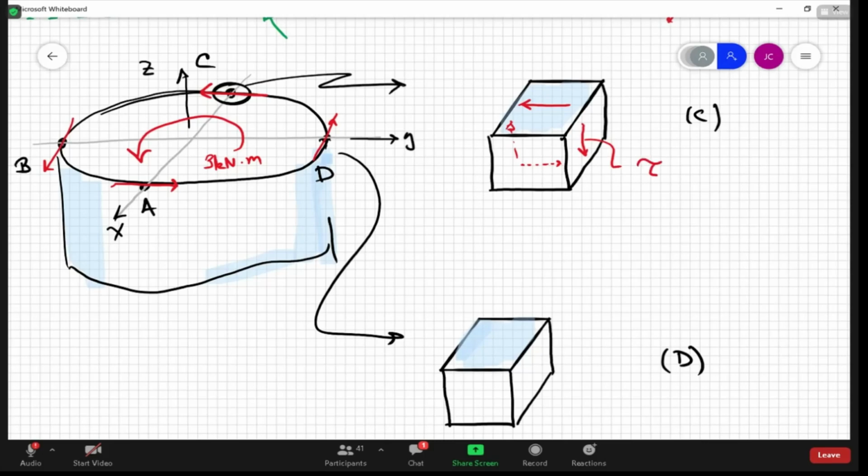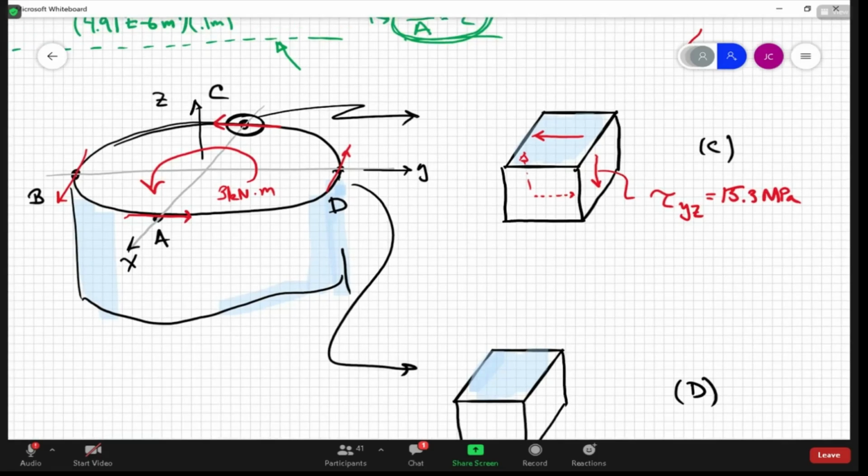So this is a tau YZ, and that's going to have at least the 15.3 megapascals. All right, here is the $10,000 question. Is that technically a positive XY shear stress or a negative XY shear stress? Who remembers the sign, how we determine what's a positive sign convention for shear? You can look at this face, right?